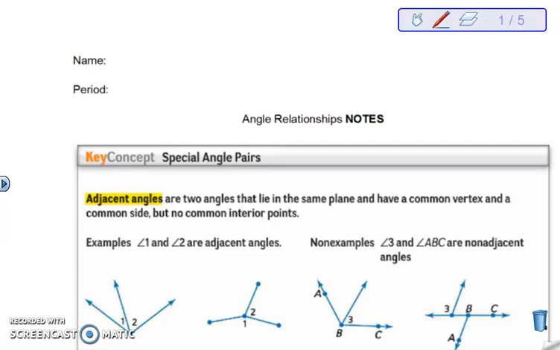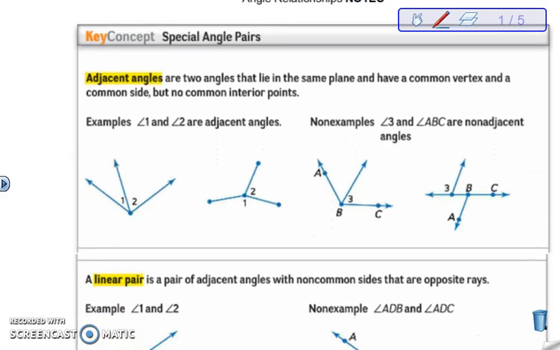All right, welcome in. Today we are talking about angle relationships. So we've got a few terms to go over and then a few examples to work. So the first thing we want to look at is adjacent angles. Whenever you see this word adjacent, it means that the angles are next to each other.